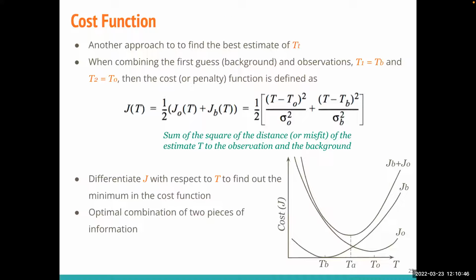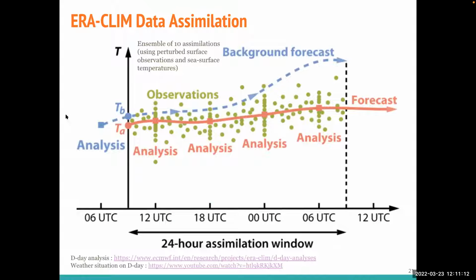Okay, next is what we call a cost function. We calculate the difference between the true signal here and the observation, and the true signal here and the background forecast. If you look at this graph, you only have two things here. The first thing is the background forecast, and the second thing is the observation. You have the B and the O. You have to find the analysis state, which is this red line.